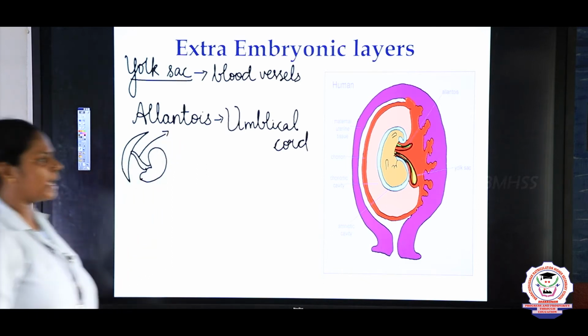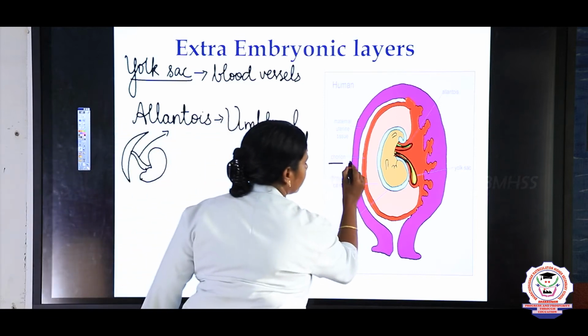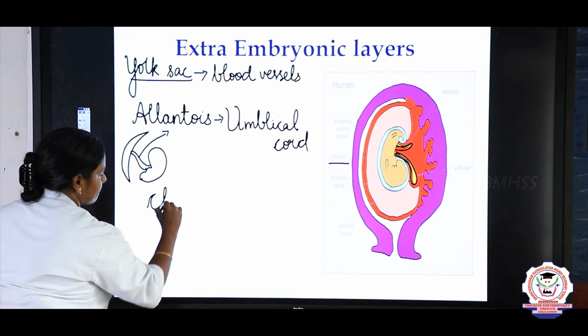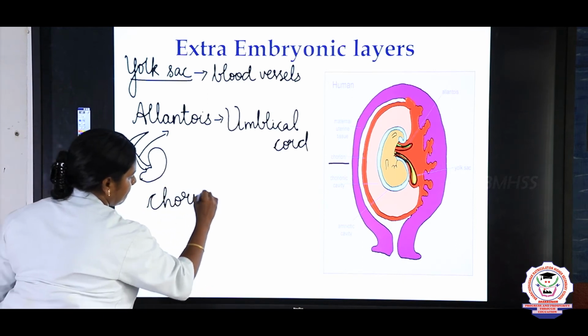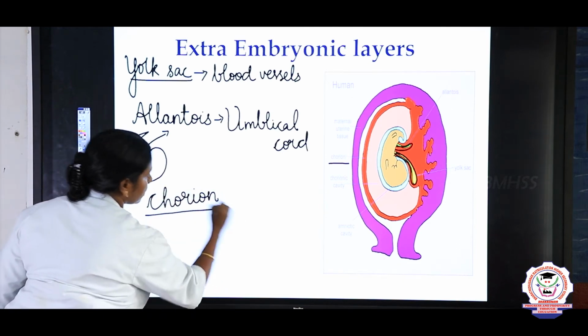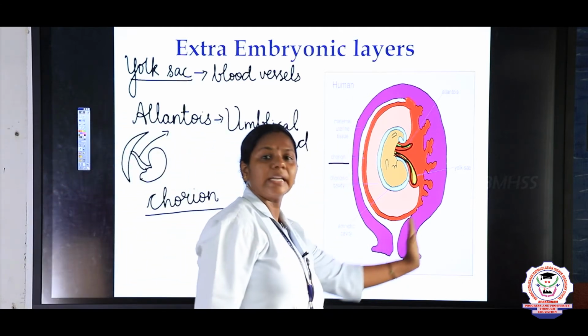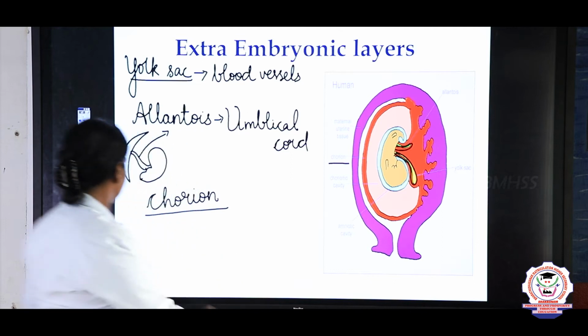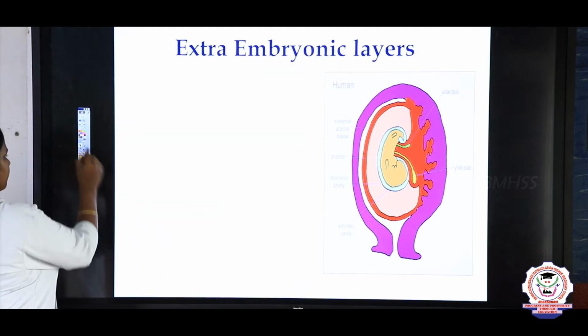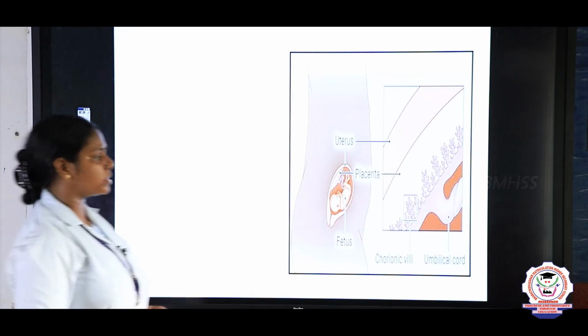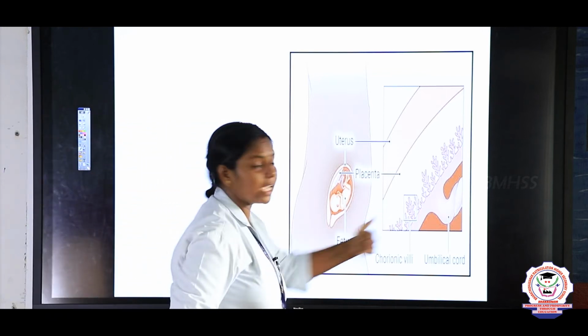And the fourth layer is the chorion. The fourth layer is the chorion, which surrounds the entire fetus. And now we are going to study the structure called chorionic villi.